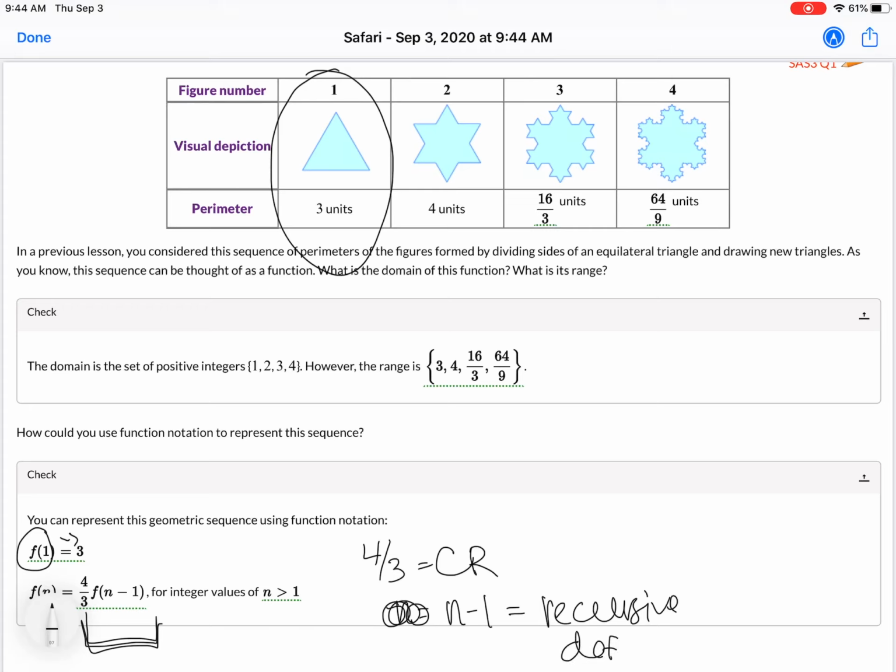Okay, so we have to know the answer to the term before the term we're looking for. Does that make sense? Like, I have to know what figure number 1 is before I can answer figure number 2. Or I have to know what figure number 2 is before I can answer number 3. Okay?